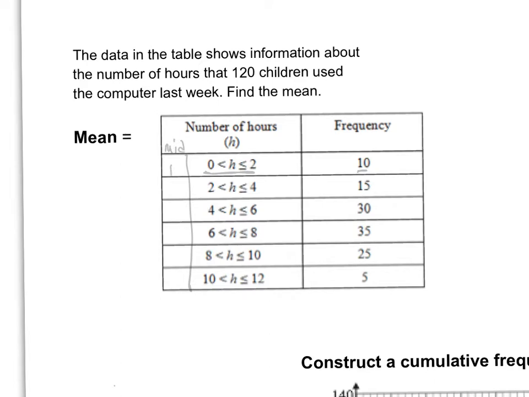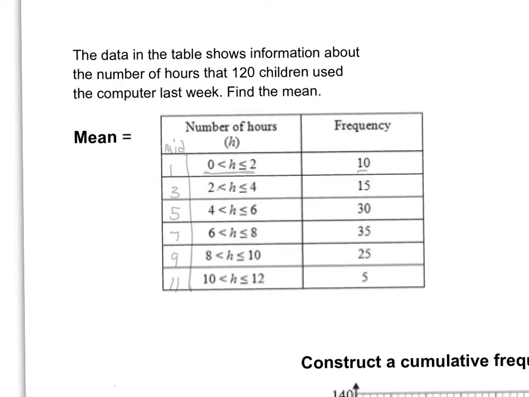That's going to be 1. And halfway between 2 and 4 is 3. And if you need a formula for that, you add the data values together and divide by 2. Halfway between 4 and 6 is 5, because 4 and 6 are 10, divided by 2 is 5. And then 7, 9, and 11.